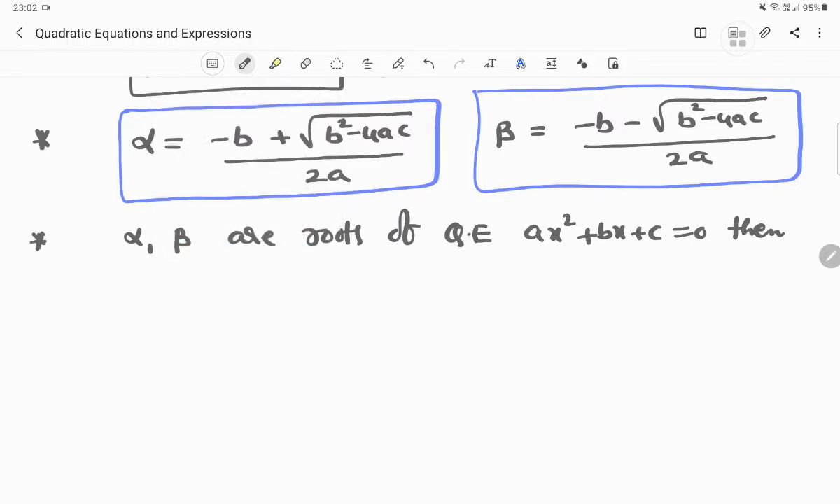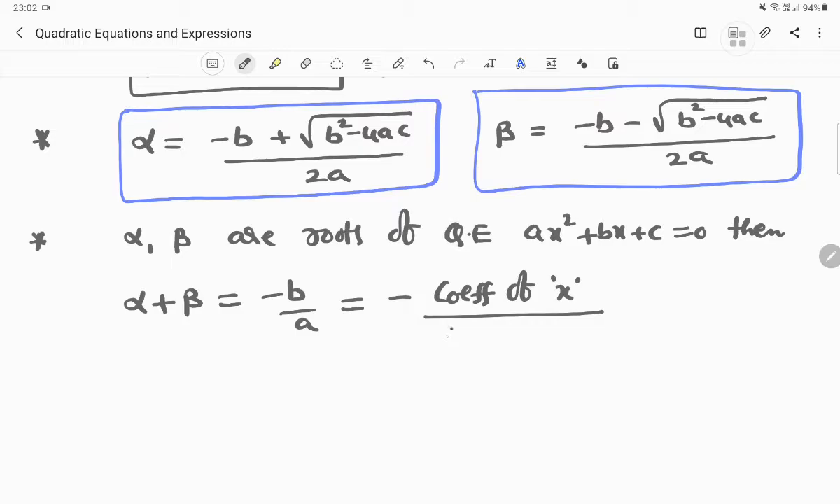the sum of the roots and product of the roots. Alpha plus beta is equal to, whenever we add these two, minus b by 2a minus b by 2a, the rest of the terms will get cancelled. So minus 2b by 2a, the 2 gets cancelled, minus b by a. That can also be written as minus coefficient of x divided by coefficient of x squared.